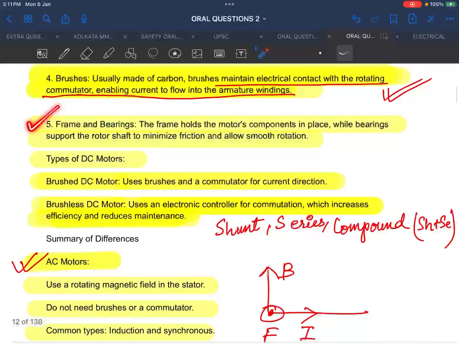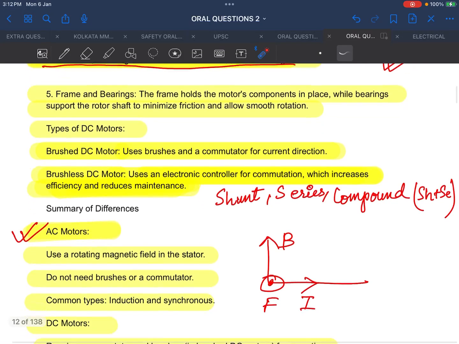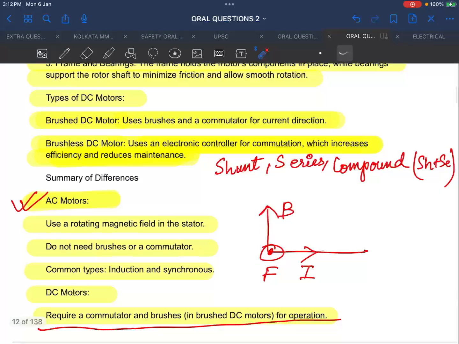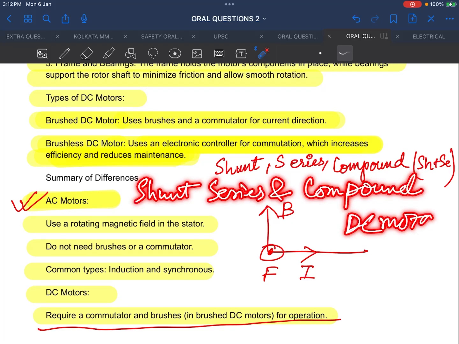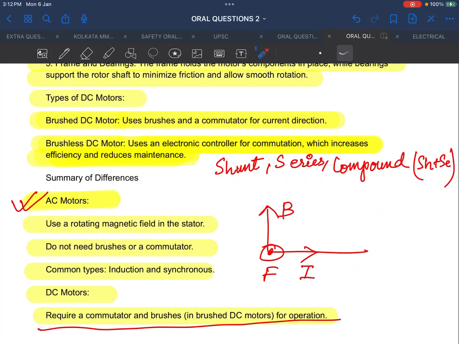And there is a frame and bearing. As I already showed on the AC motor, there is a bearing at the non-driving and driving ends. So what are the types of DC motor? There is the brush type DC motor and the brushless type DC motor, and there are other types also. Inside these, there are the shunt, series and compound DC motors. I will explain this in a later section.